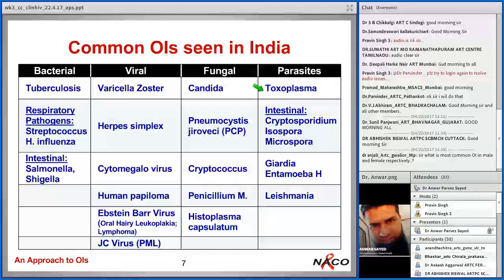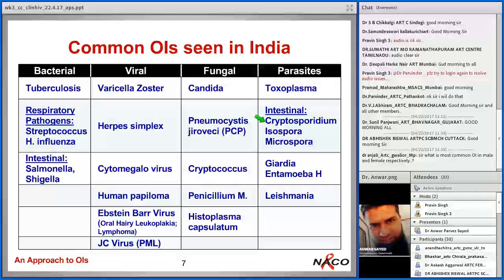Then parasites like Toxoplasma gondii, which causes toxoplasmosis of the brain. We will go into details of toxoplasma in the session on CNS related OIs. Then cryptosporidium, isospora, microspora, these are the intestinal organisms which cause diarrhea. So in PLHIV with very low immunity, you will see all these kinds of infection where cryptosporidium is the most common one, but in some regions isospora is more common than cryptosporidium. Unfortunately, there is no specific treatment, especially for cryptosporidium.